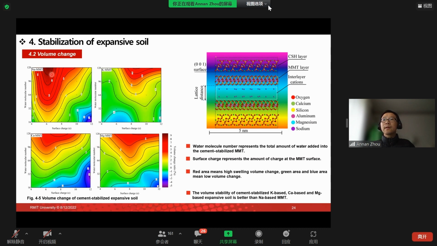In these figures, the color variation represents the variation of the volume change. The red area means high swelling volume, the green area means low volume change, and the blue area means the negative swelling. At the same amount of the cement, the potassium, calcium, and magnesium-based montmorillonite has more green and light blue areas, which means the volume stability of these samples is better than the sodium-based expansive soils after cement stabilization.